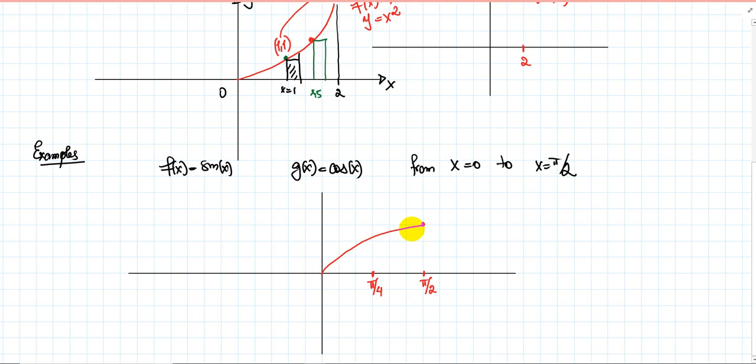What is the curve of the cosine? The cosine of 0 is 1, and the cosine of pi over 2 is 0, right? So it will look like this. Okay, so we need to evaluate this region, these two regions. Is it clear? The red one is the sine, and the blue one is the cosine.